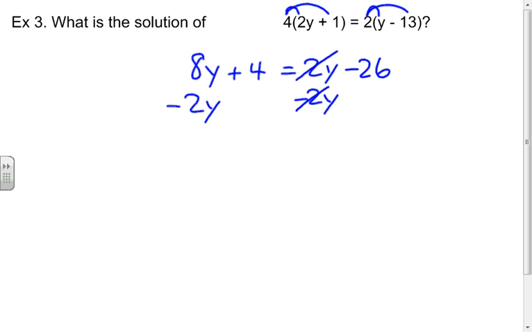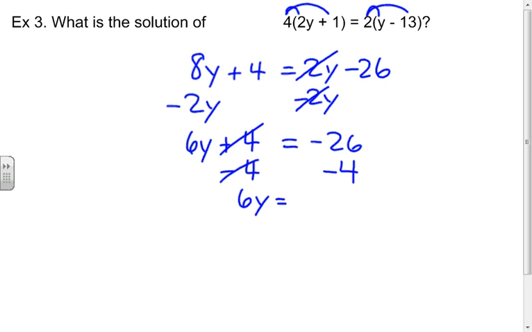Positive 2y and negative 2y are inverses, so they cancel. On the right-hand side, I have negative 26. On the left, 8y minus 2y is 6y. I haven't done anything with the 4 yet, so it comes along. My variable is y. It's being multiplied by 6 and added by 4. I need to get rid of the adding 4, and the inverse of that is subtracting 4. Do it from both sides. The inverses cancel. On the left, I have 6y. On the right, negative 26 and negative 4 gives me negative 30.